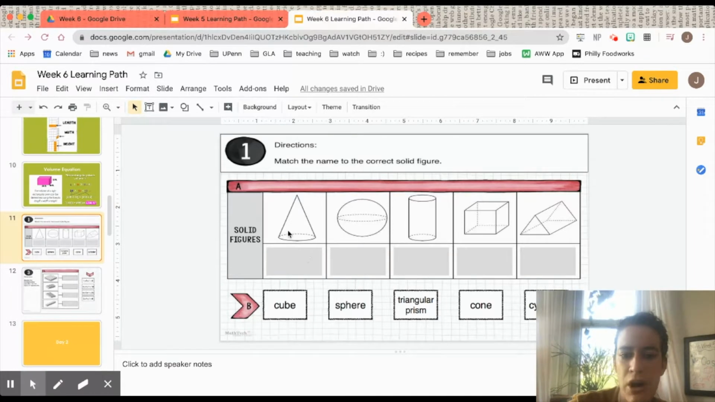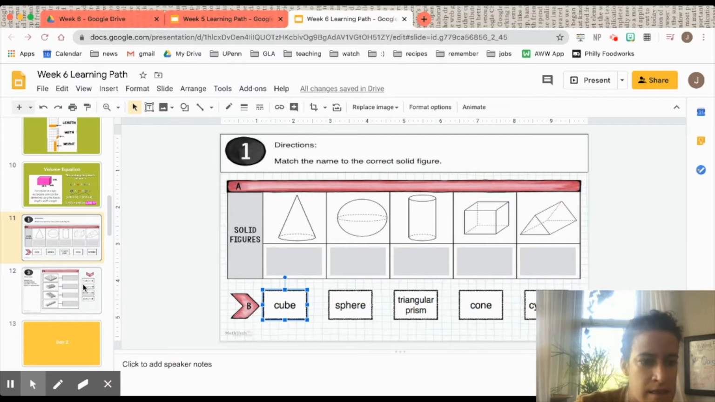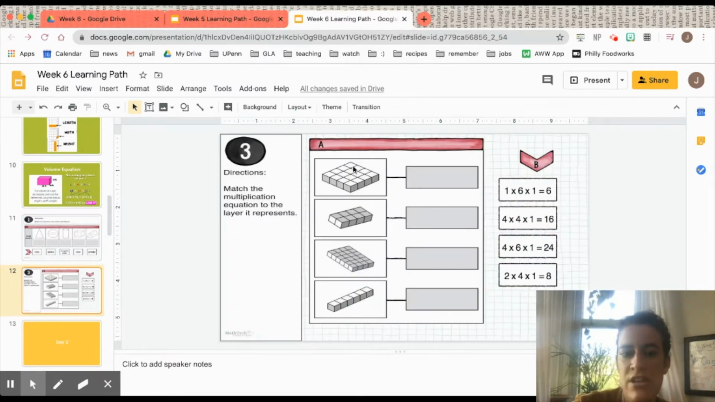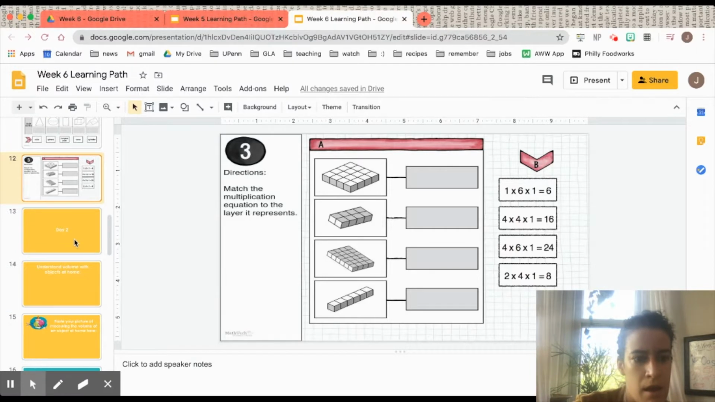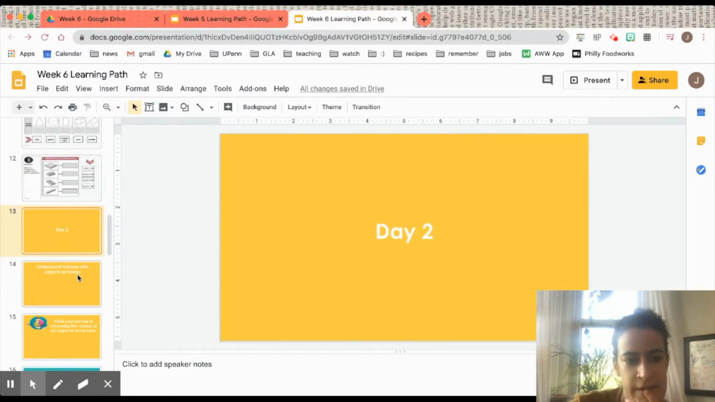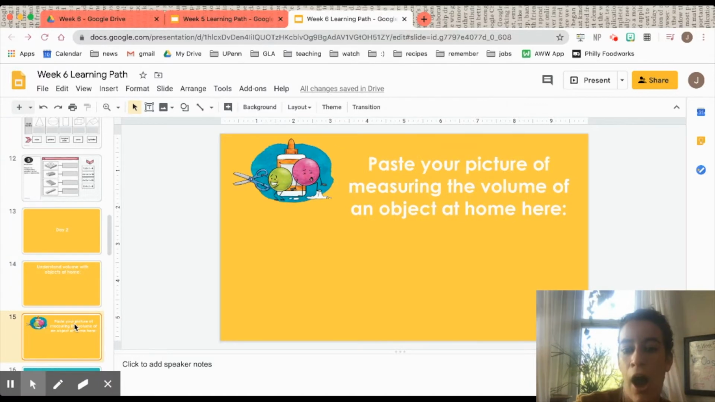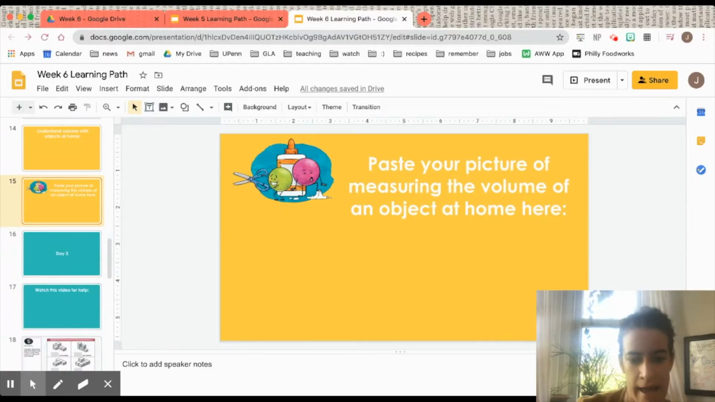So you're going to remember all of the names of these 3D shapes by matching the names of the 3D shapes to the picture. On this, you can drag the labels, and then you're going to match the equation to the right shape. But really, I want you to take a look at this video. I'm going to use objects at home to measure the volume of some objects that I have. I want you to do the same thing. So take a look at this video, then you're going to do the same thing as me and paste a picture of measuring the volume of an object that you found at home right on this slide.